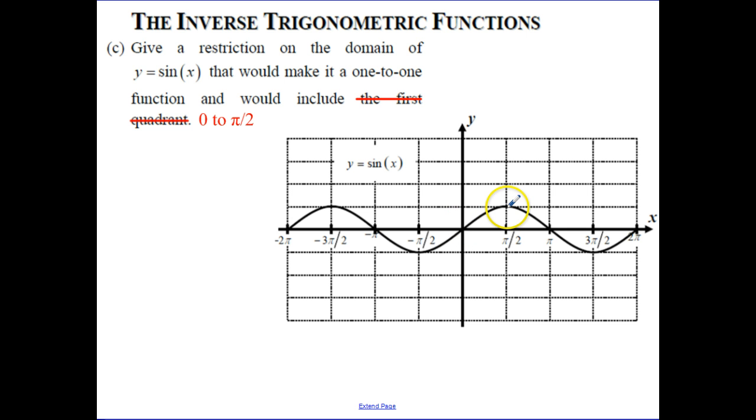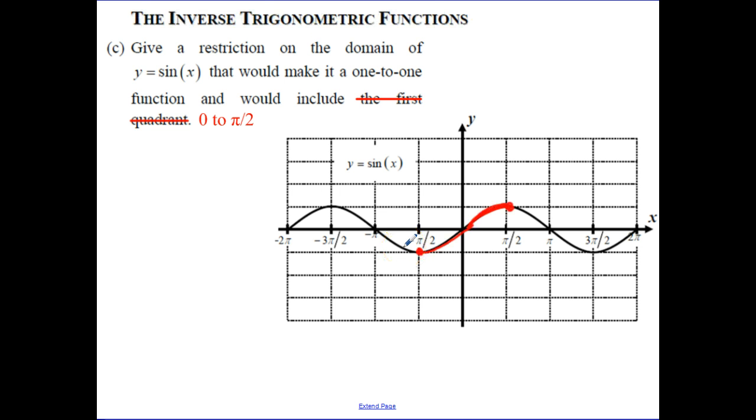If I were to extend past pi over 2, it stops being a one-to-one function anymore, right? So I'm going to extend this way, but when I extend this way, I can't go beyond negative pi over 2, or again, it's not a one-to-one function. So I should have something like this, including the endpoints. And so the restriction would be from negative pi over 2 to pi over 2. Great.